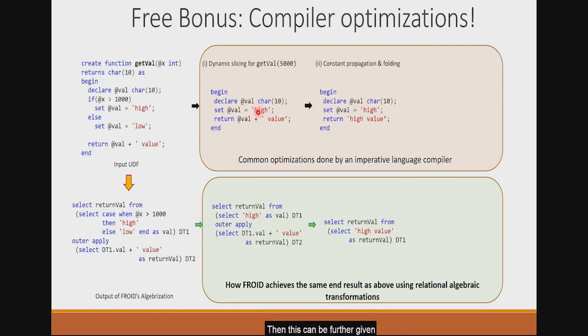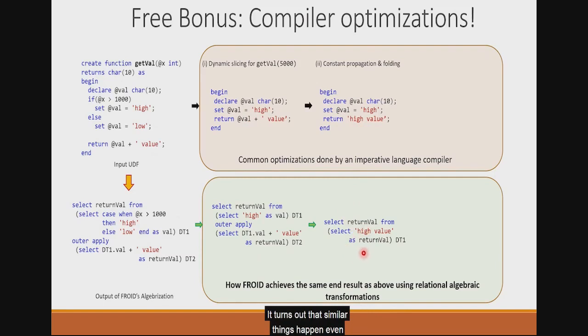And then this can be further given to a technique called constant propagation and folding, because some of these are compile time constants and they can be substituted directly, as we are showing here in the return statement. The string append can be done at compile time itself.